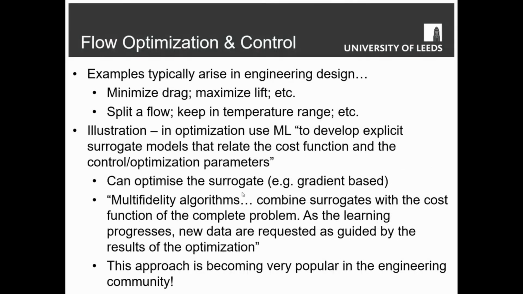Other areas where we can apply neural networks are around flow optimization and control. So flow optimization is trying to minimize or maximize something. Flow control is more subtle. We might want to, for example, split a flow into 2, but have equal mass going down each pipe. Or we might want to make sure that the temperature range of a machine is never exceeded, so the flow always stays within a given temperature range. So there's all sorts of things we might want to do to control the flow.